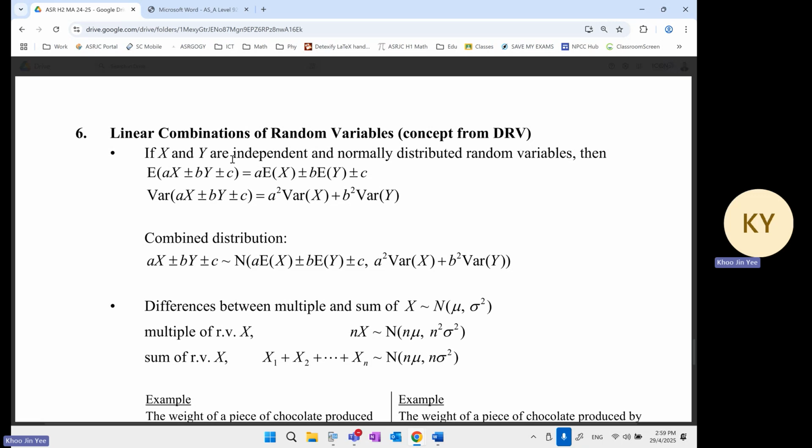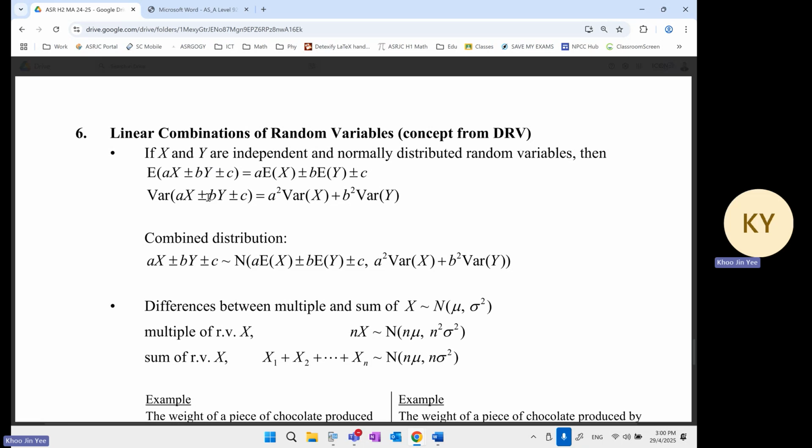This third concept is on the linear combination of random variables. So when you have multiple random variables and you want to add all the random variables together, this follows the concept from DRV. For example, what happens to the mean when you have AX plus BY plus C? It will be just A times the mean of X plus B times the mean of Y, plus or minus your C. So this one is very straightforward. The mean is always very straightforward. Whatever changes, multiples or sums that you add to the mean, you just do together, follow the instruction. But when we come to the variance, we need to be careful.